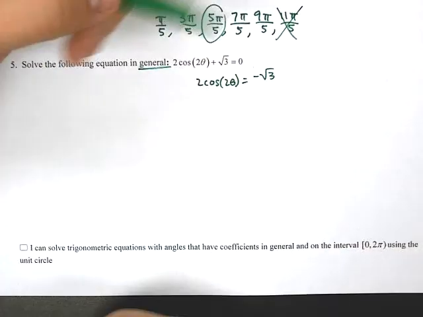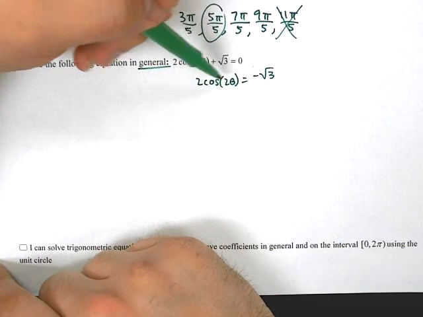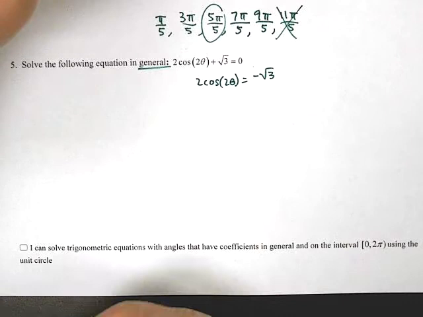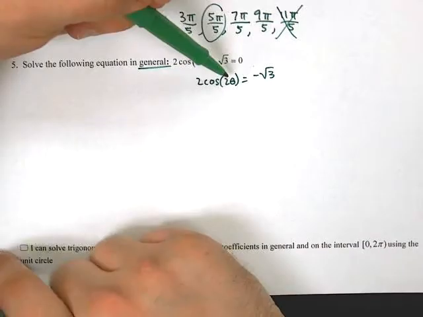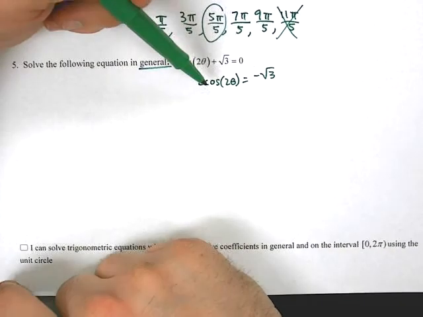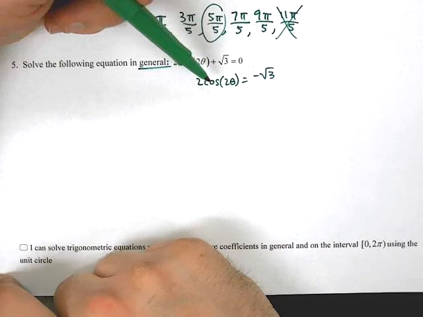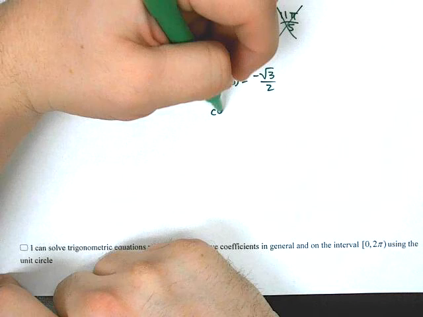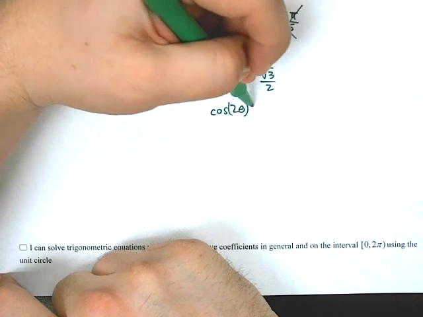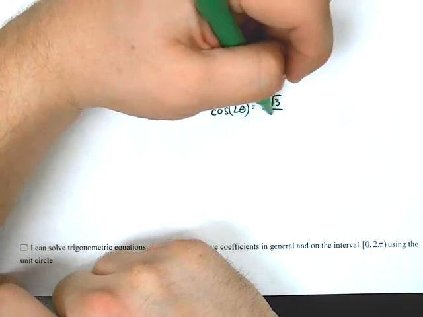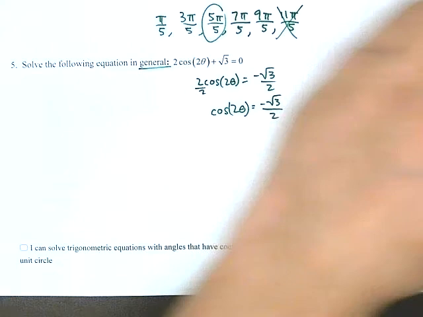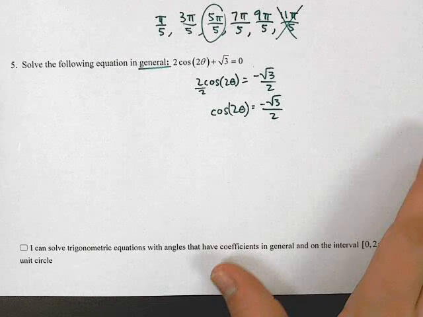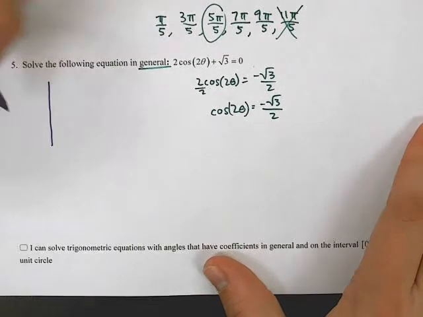Please remember, when you divide this by 2, the angle is not affected. Okay, again, you cannot do anything with the angle because it's inside this function. You can't touch it. So when I divide by 2, I get cosine of 2 theta equals negative root 3 over 2. And now we can start the same thing that we've been doing for the last couple of days, okay? So I draw a unit circle.